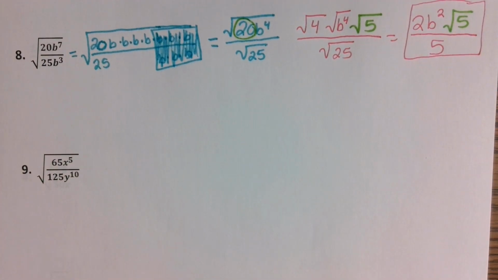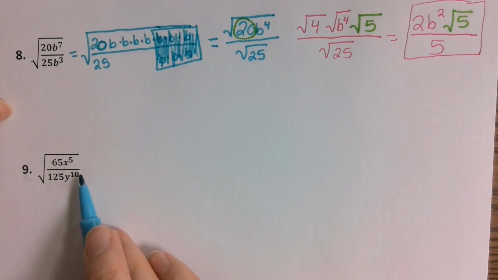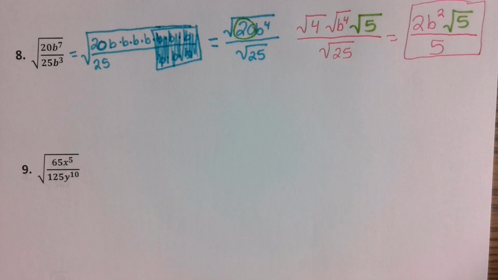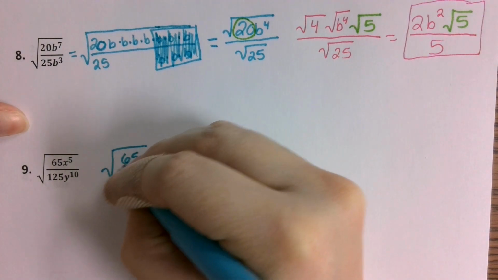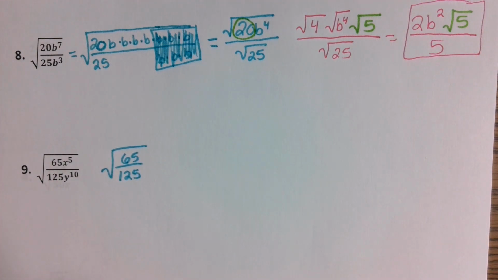Okay, number 9. Square root of 65x to the 5th over 125y to the 10th. X and y, those are different bases, so you cannot simplify them. But if I were to break these apart, let's focus first on the square root of 65 over 125.